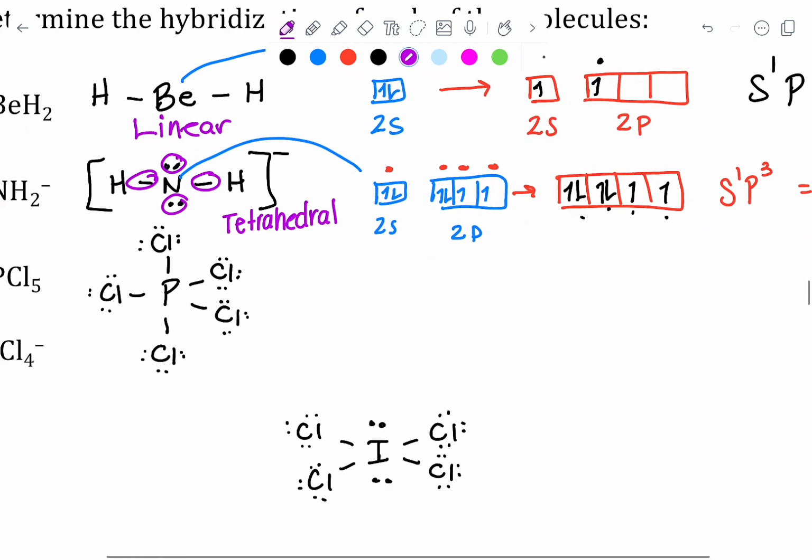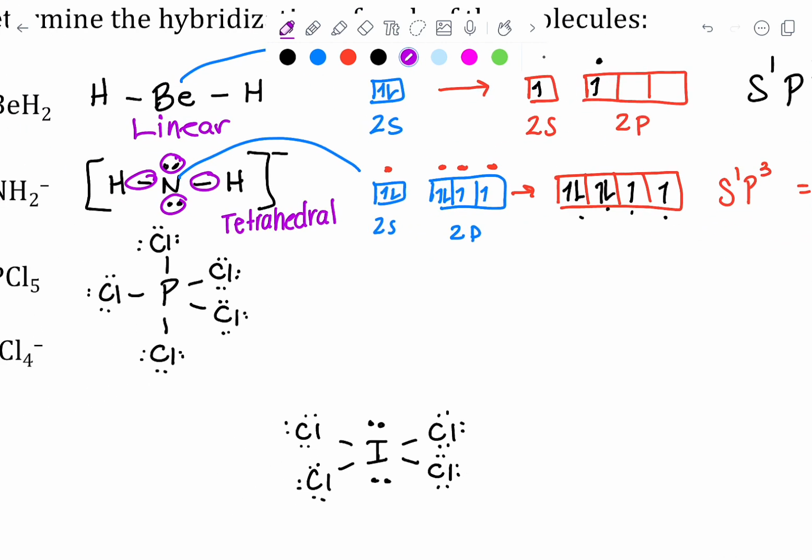Okay, so let's use our little trick backwards now and see if we can predict what our hybridization is going to be. So on PCl5, I have 1, 2, 3, 4, 5 electron domains. 5 electron domains is trigonal bipyramidal.